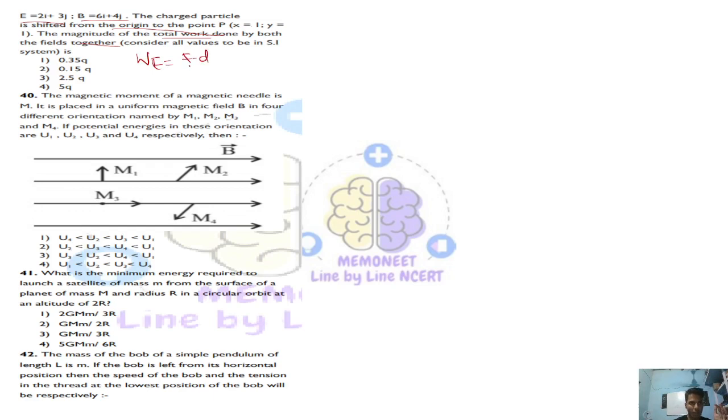Work done is equal to force into displacement. You are given the electric field, and you need to calculate the force. Force is equal to q into E, with the electric field 2 i cap plus 3 j cap. The displacement is from 0, 0 to 1, 1, which you can write as the vector i cap plus j cap. After solving this dot product, you can easily get the answer in terms of q, which comes out to be 5q. It's a simple question, no need to worry about it.